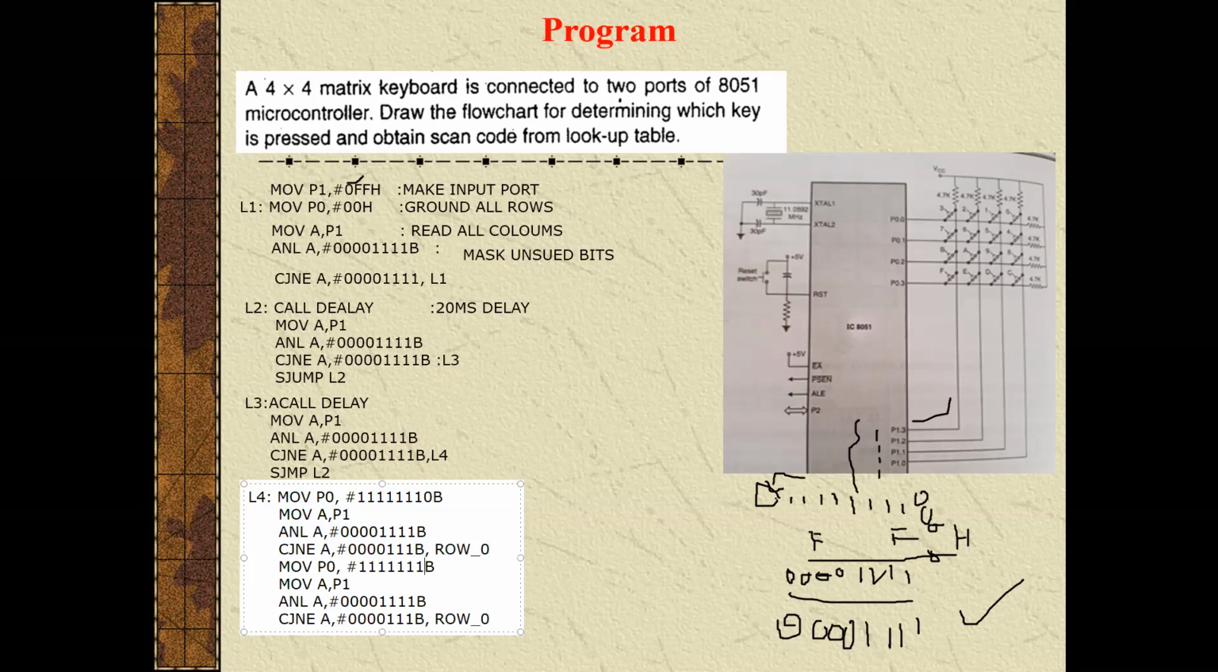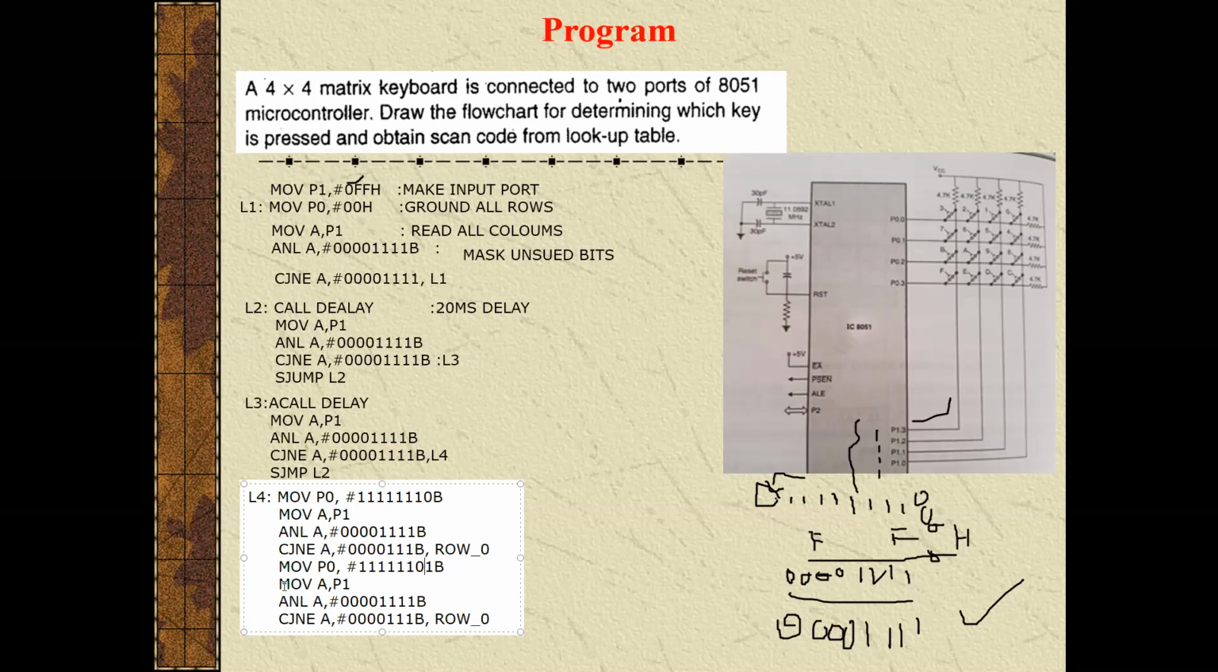So instead of making this bit low, now row 2 should be made 0 here. So what we are doing here: before, this row was made 0. Now we are not detecting any key pressed in this row. Then what we should do, we will go for this row. Except this row, all the pins of this port 0 will be high.